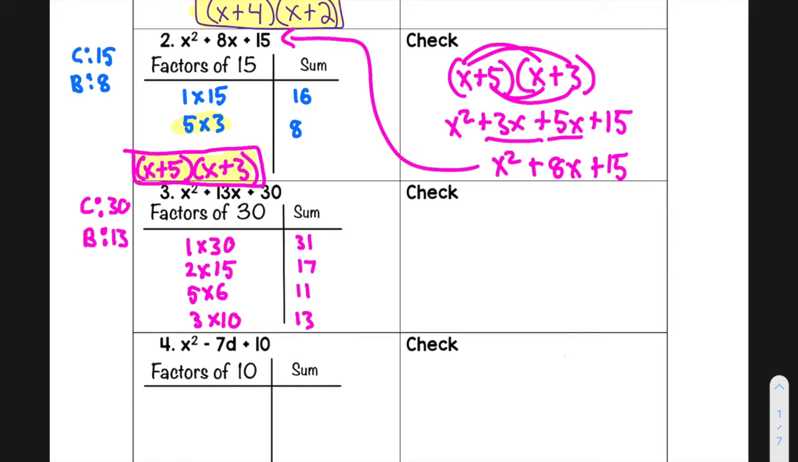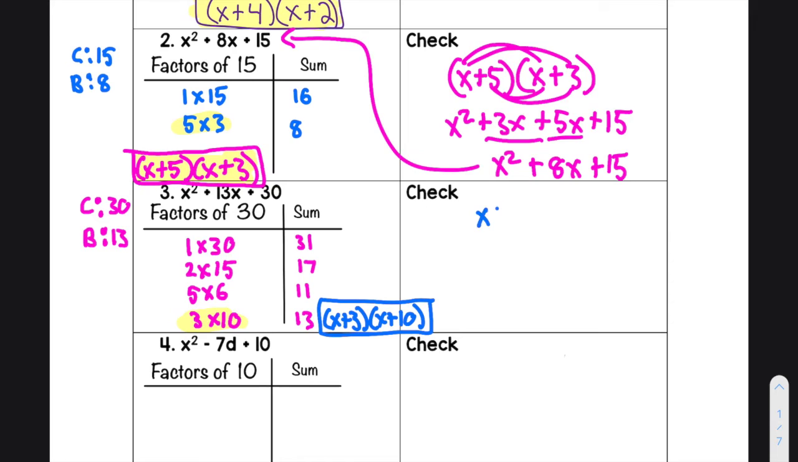Which of these pairs have a product of C, which is 30, and add to get B, which is 13? That would be the pair 3 and 10. Therefore, the factors for our trinomial x squared plus 13x plus 30 would be x plus 3 times x plus 10.